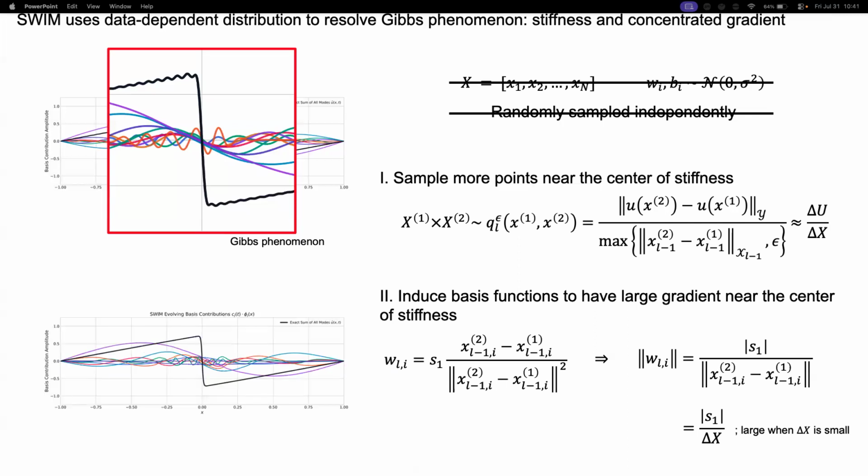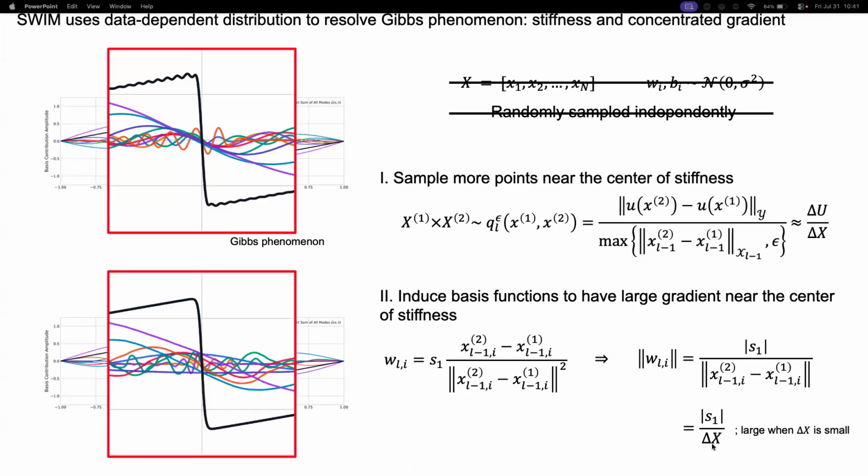So it will look like this with basis functions sampled from the swing method. As you can see, if you zoom in, there's no Gibbs phenomenon in this case. Sorry, could you explain why this phenomenon occurs due to the constant number?